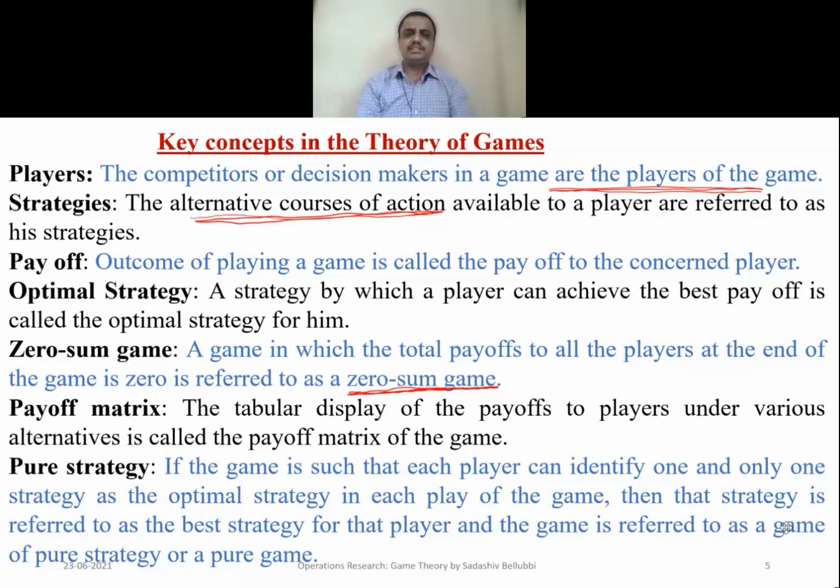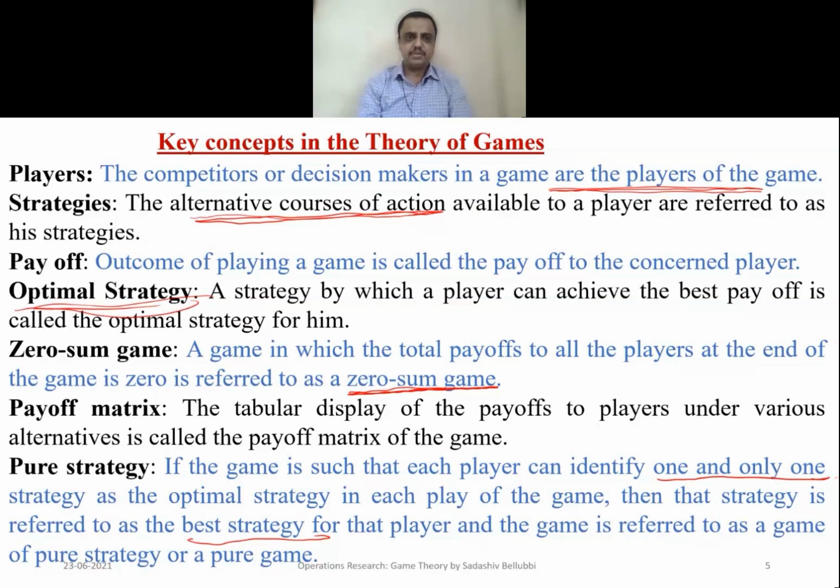Next one is a pure strategy. If the game is such that each player can identify one and only one strategy as the optimal strategy in each play of the game, then that strategy is referred to as the best strategy for that player. That's what we discussed regarding the optimal strategy. Optimal strategy, in the sense, is that one player has one and only one strategy. That strategy we call a pure strategy.